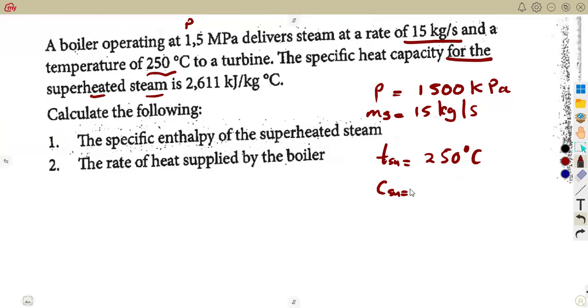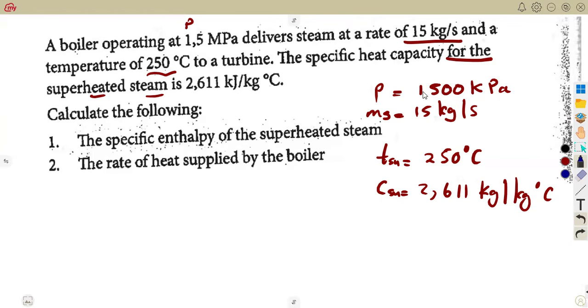The moment they give you the specific heat capacity like this, forget about that formula of using your superheated steam table to determine the specific enthalpy of the superheated steam. Remember I said you can use pressure and what? And temperature. At the moment they give you this specific heat capacity, it means this does not work.